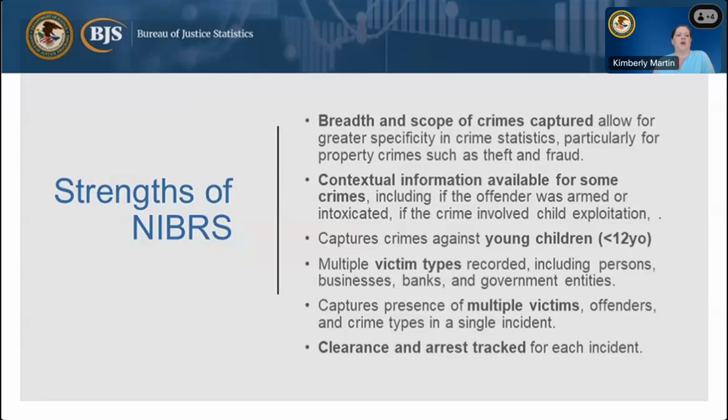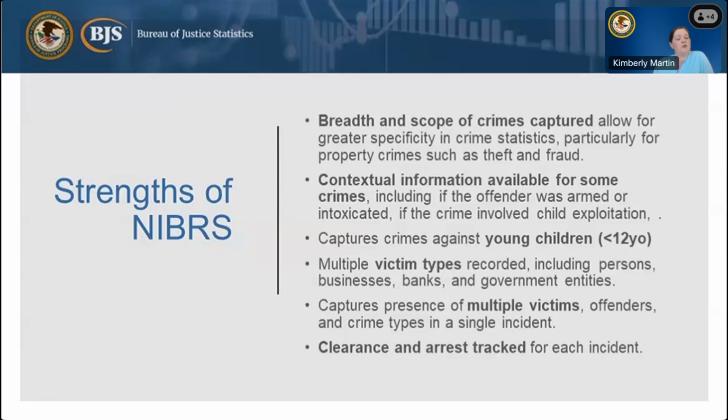So, for example, if you see a rise in animal cruelty cases, what is it? Is it organized dogfighting, or is it that people are being neglectful of their pets? Those have important public policy and policing implications for how to address those crimes.